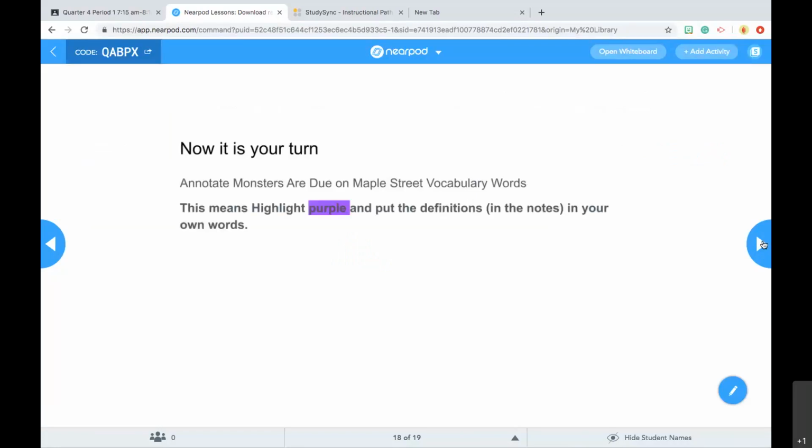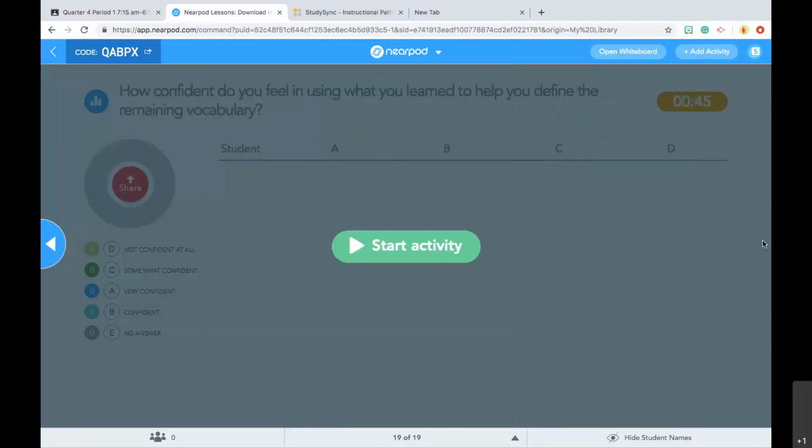So now it's going to be your turn. I want you to annotate Monsters Are Due on Maple Street using the vocabulary words. So this means you're going to highlight your words in purple and put definitions in your notes in your own words. Before you do that, I want you to go ahead and do your confidence survey, and together we're going to watch the intro of Monsters Are Due on Maple Street.